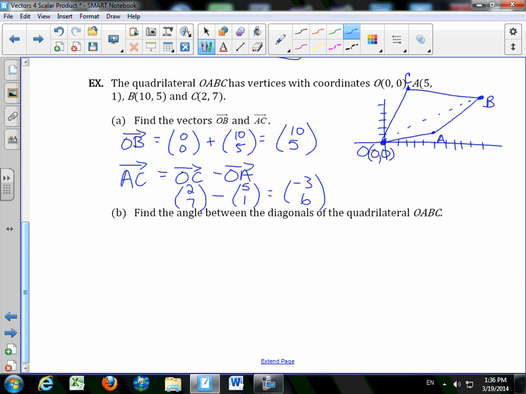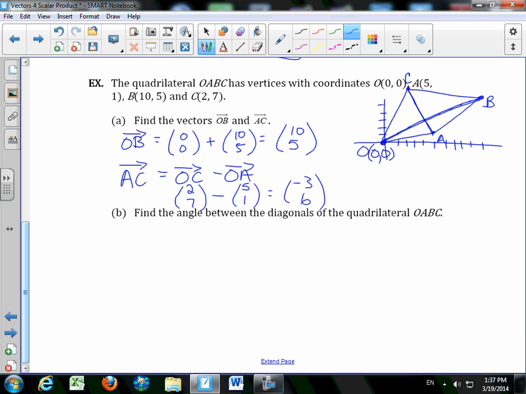Okay, so question B says, find the angle between the diagonals of the quadrilateral OABC. So the diagonals are OB and AC, which are what we calculated in A. So we want to find the angle between them. Now, with quadrilaterals, and not always, but this one looks like they're perpendicular, but my diagram is completely wonky, so it could or could not be. But if we want to calculate the angle between the diagonals, we basically want to calculate the angle between OB and AC.